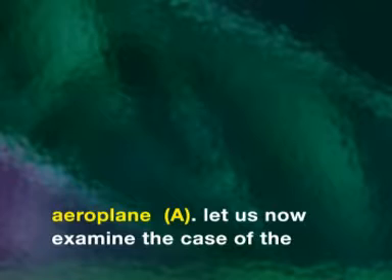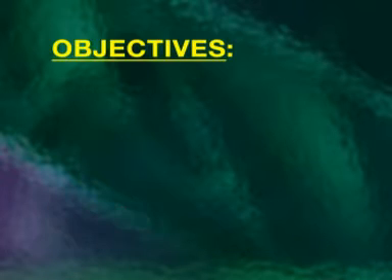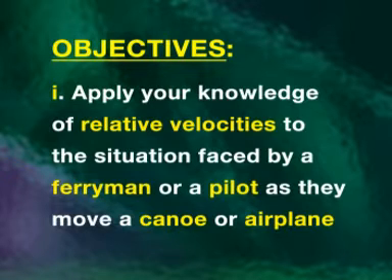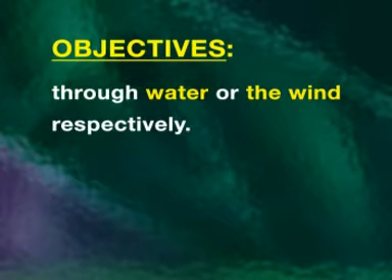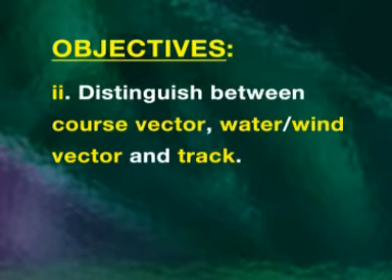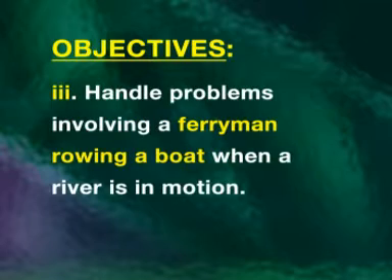Let us now examine the case of the ferryman. By the end of this lesson, you should be able to: 1. Apply your knowledge of relative velocities to the situation faced by a ferryman or a pilot as they move a canoe or aeroplane through water or the wind. 2. Distinguish between course vector, water or wind vector, and track. 3. Handle problems involving a ferryman rowing a boat when a river is in motion.